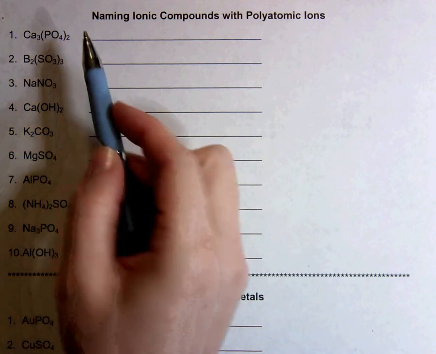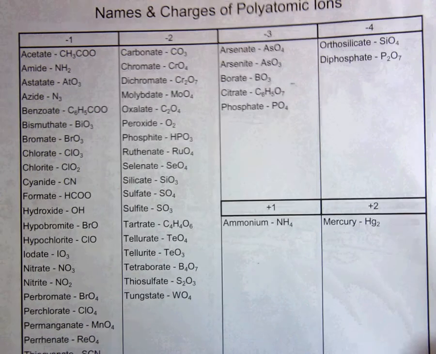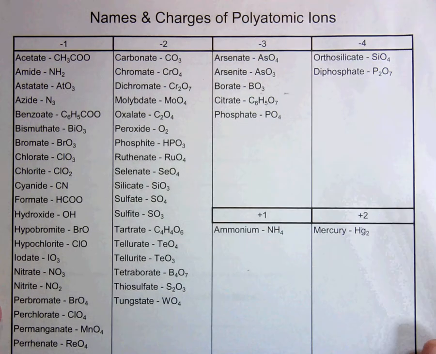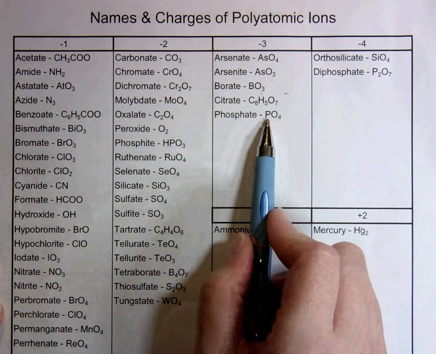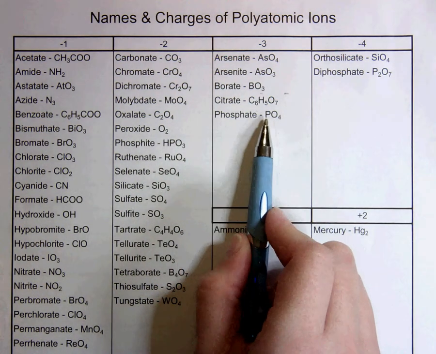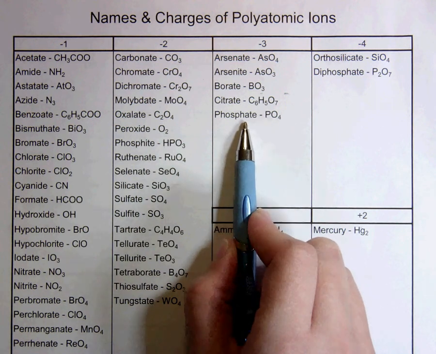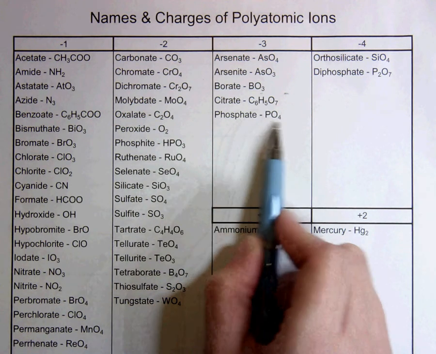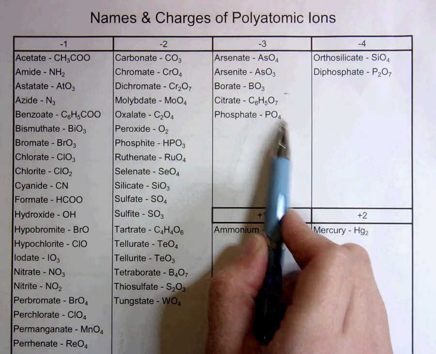Now what we can do to make sure that we found it correctly is check our polyatomic ion chart. So if I look on here, I find PO4, which is right here, and it's phosphate. So the name of the polyatomic ion PO4 is phosphate. Now make sure you're aware that it's never anything but PO4. Phosphate is only the name for PO4.